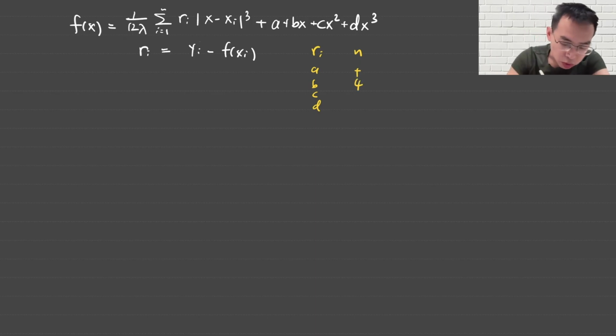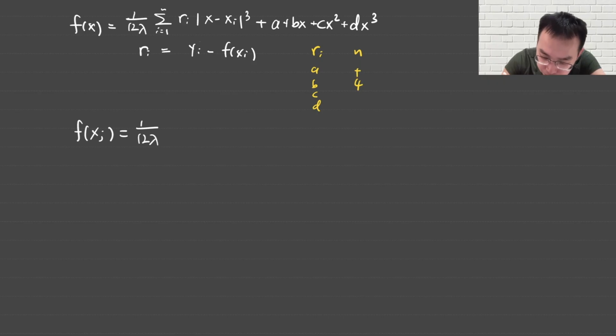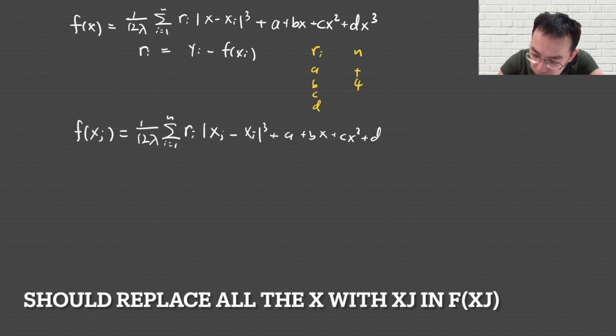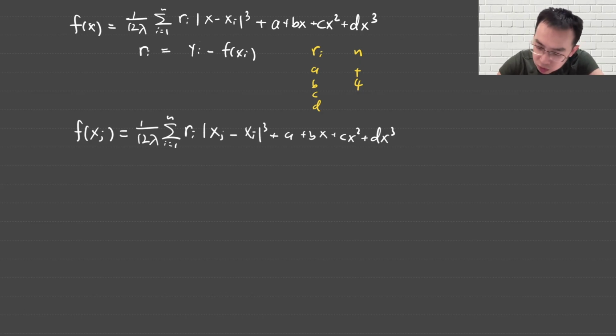And in order to solve this, let's just plug each data point into f(x). So let me just use a different subscript here, j. So fj equals 12 lambda, summation i from 1 to n, ri times (xj minus xi) to the third power, plus the rest of the terms. Note that these are equations, right? So in total, we have n equations for this.